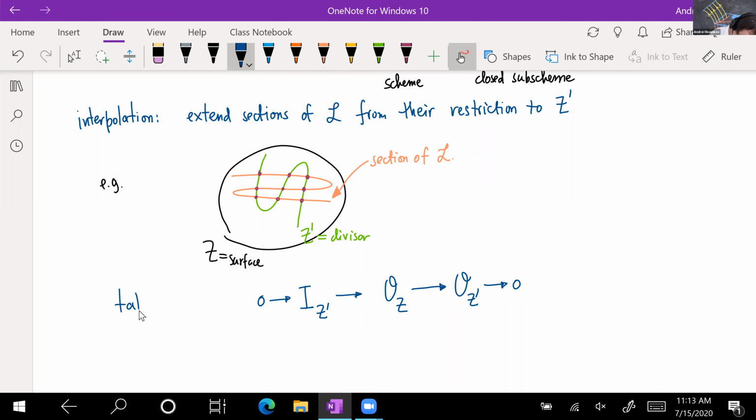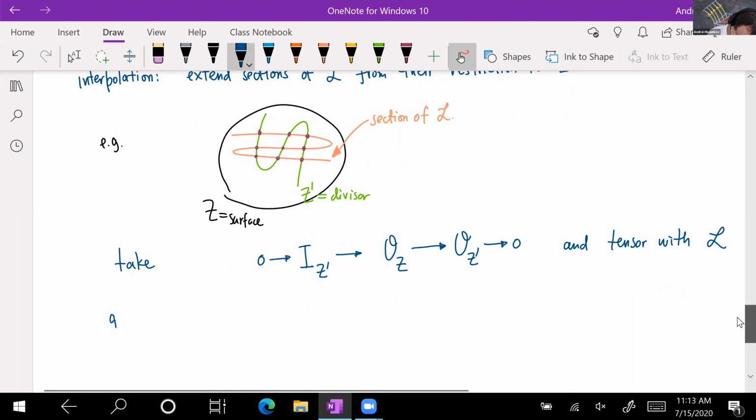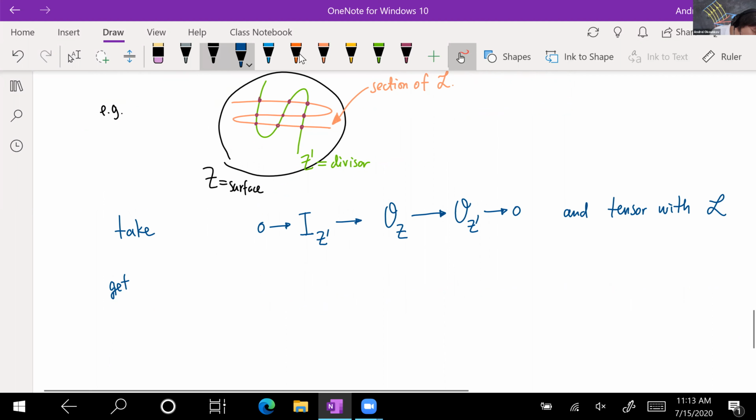Take this and tensor with L. Then we get L, which will surject to L restricted to Z prime, with the kernel, well, there's no better notation for that, I just write L tensor the ideal sheaf.